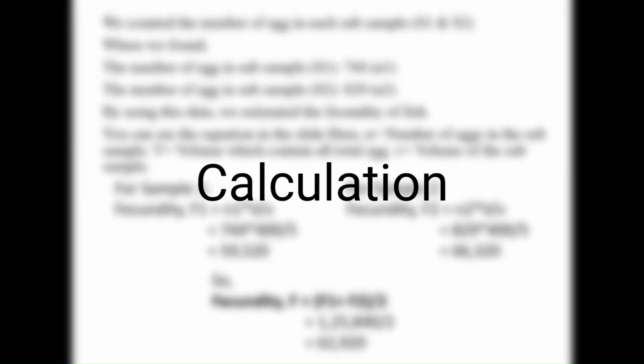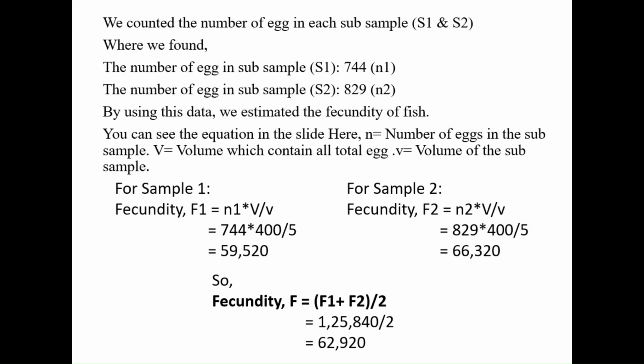Now let's move into the calculation of the volumetric method. For this we counted the number of eggs in each subsample, which are denoted as S1 and S2, where we found the number of eggs in subsample 1 is 744 and the number of eggs in subsample 2 is 829. By using this data, we estimated the fecundity of fish.